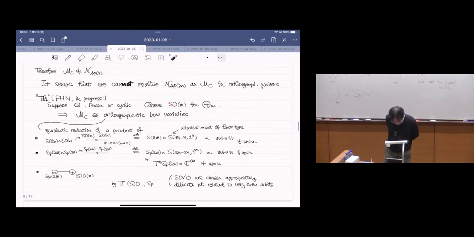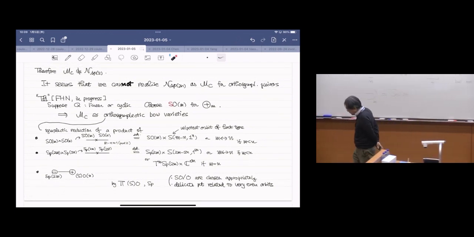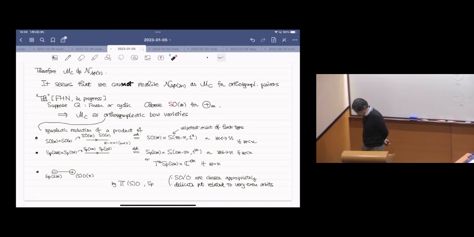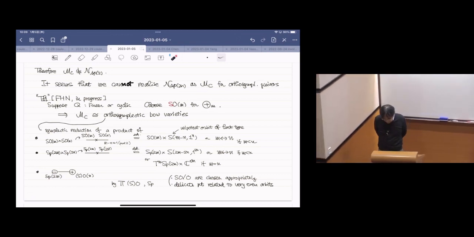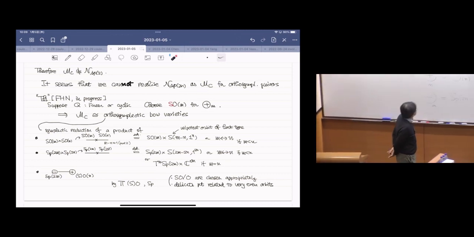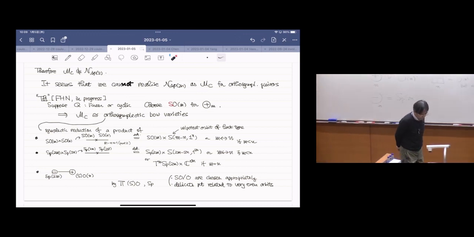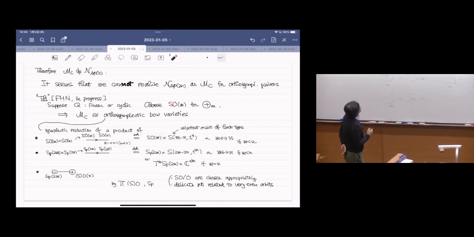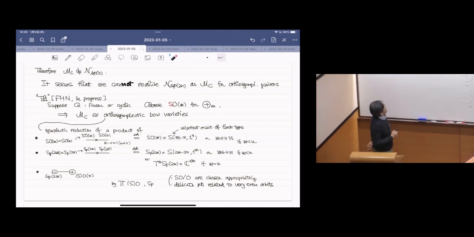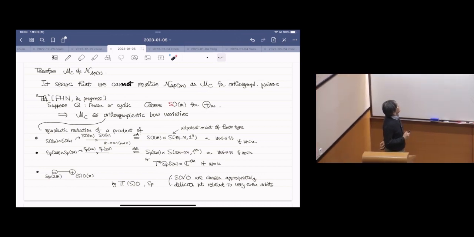So I will state the main result. Unfortunately, I need to introduce various notations to make a precise statement. The result is a little imprecise, but actually we do have a precise statement for this result. So suppose Q is linear, or we allow the cyclic quiver.